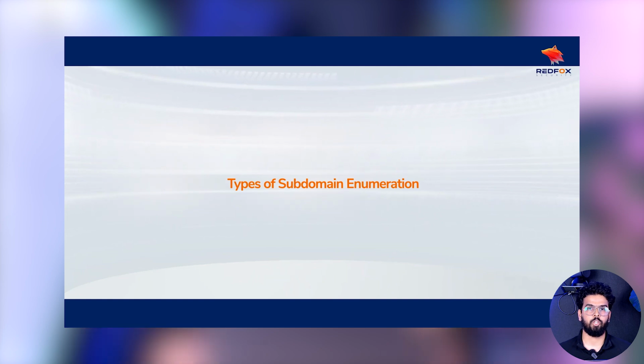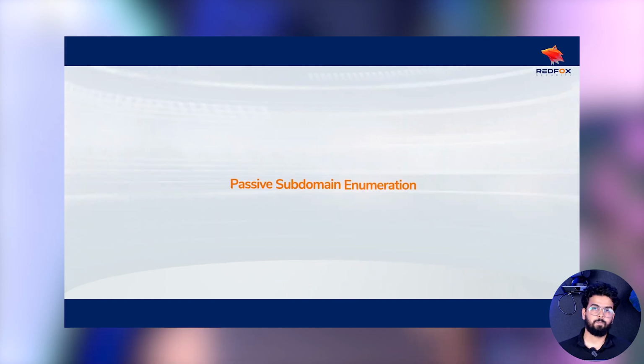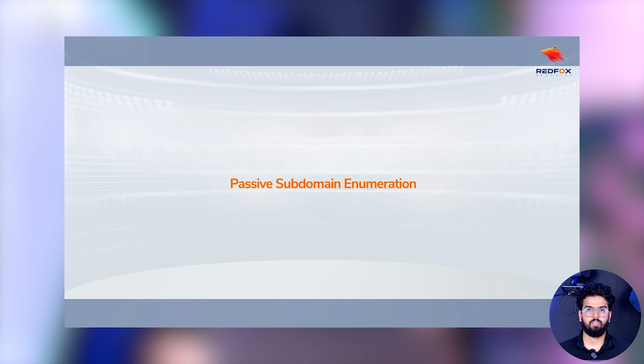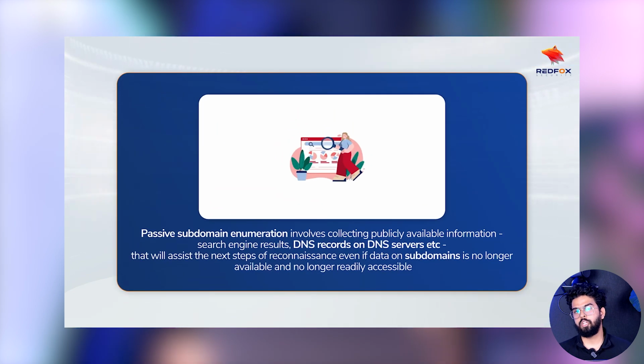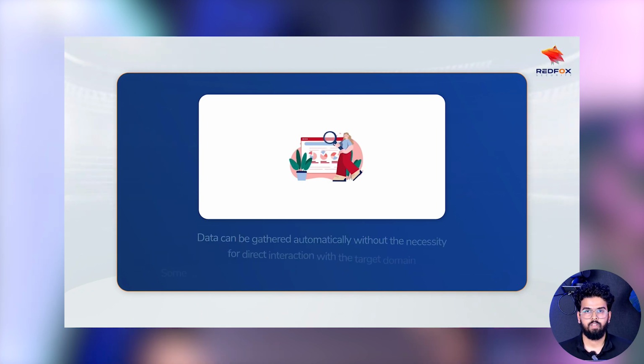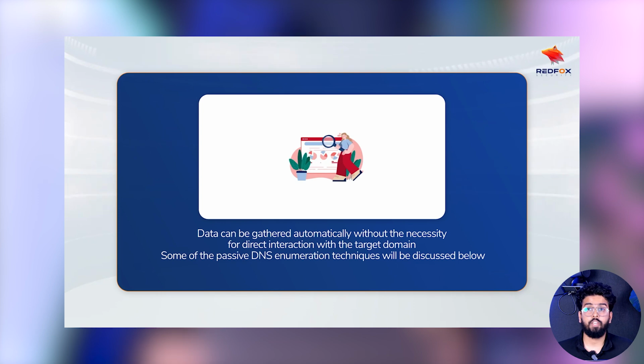Types of subdomain enumeration. There's passive subdomain enumeration. Passive subdomain enumeration involves collecting publicly available information, search engine results, DNS records on DNS servers, etc. that will assist the next steps of reconnaissance even if data on subdomains is no longer readily accessible. Data can be gathered automatically without the necessity for direct interaction with the target domain. Some of the passive DNS enumeration techniques will be discussed below.